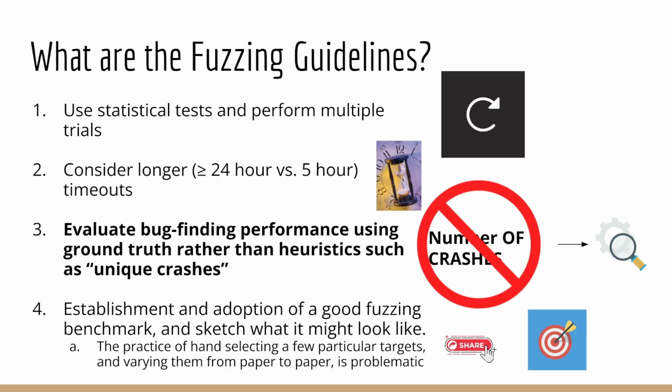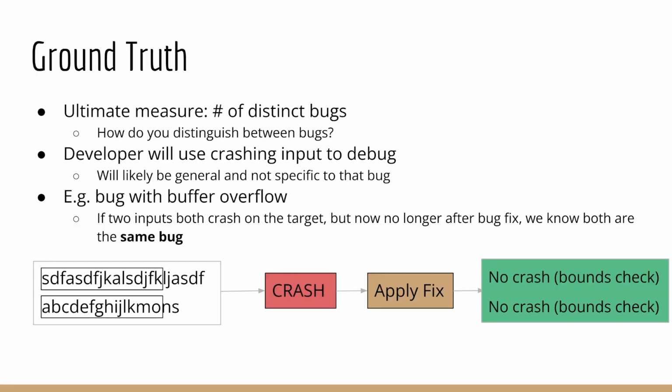So we move on to our next topic of evaluating bug finding performance using ground truth, which is basically finding the unique bugs, the number of distinct bugs. That's what ground truth is. What exactly does this mean?